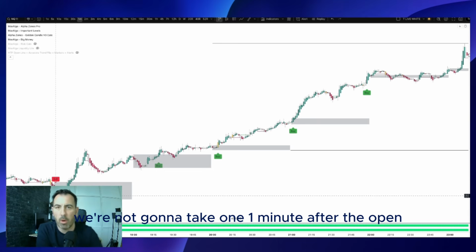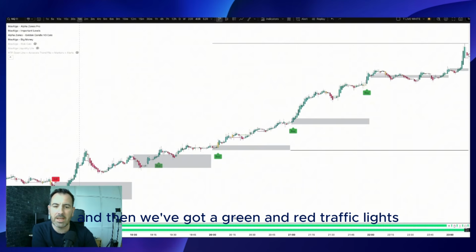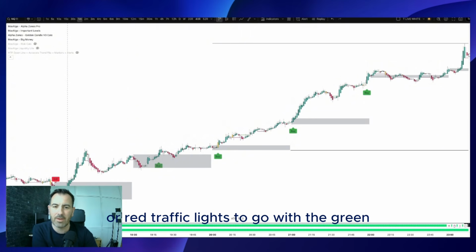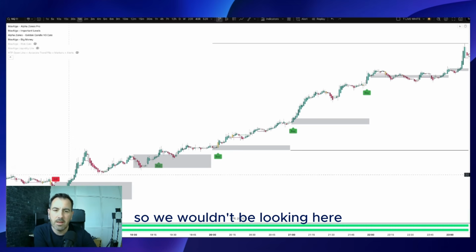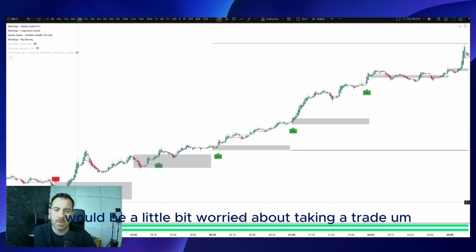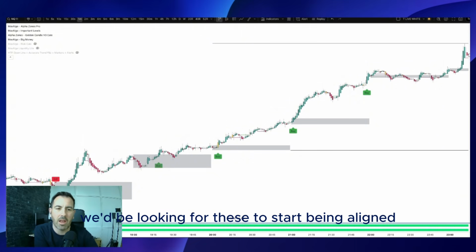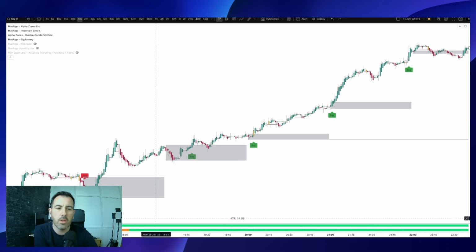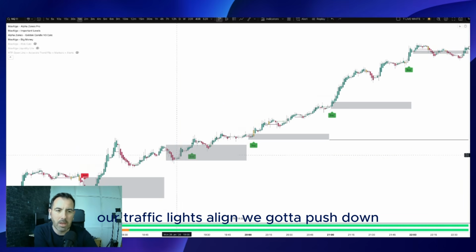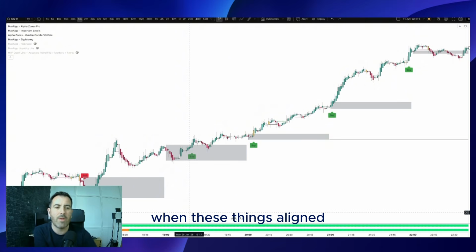We're not going to take one minute after the open, but we're getting a buy signal, and then we've got red traffic lights to go with the green buy signal. So we wouldn't be looking here, even though we've opened above. We'd be a little bit wary about taking a trade. From our point of view, we'd be looking for these to start being aligned. As you'll see, our next hour opens above, our traffic lights align, we get a push down, and this is where you can start to look at signals when these things align.